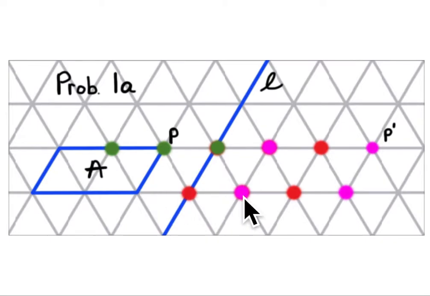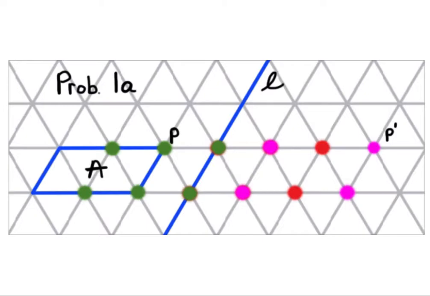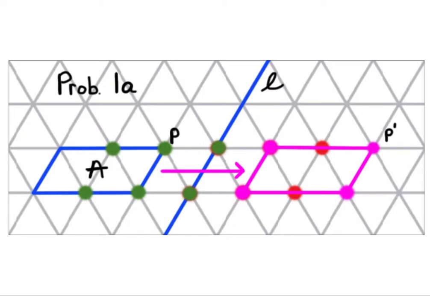So this is a translation. All the points on the figure move in the same direction and at the same angle. In this case, it's a 0-degree angle. It's not turning or changing at all. And there it is, translated to the right.